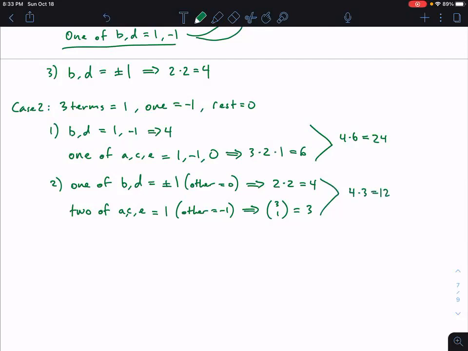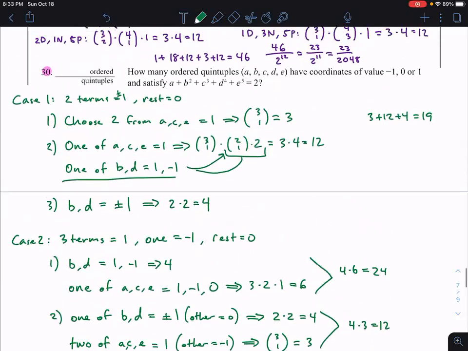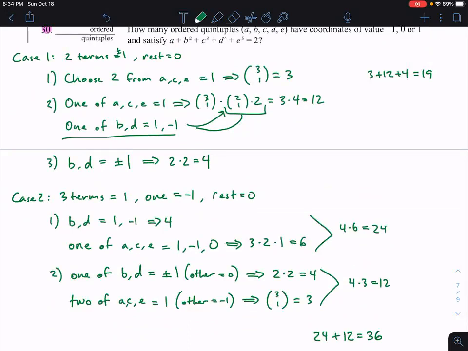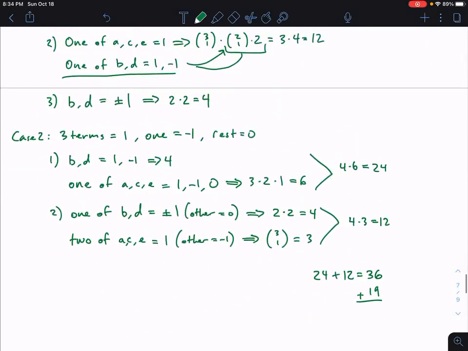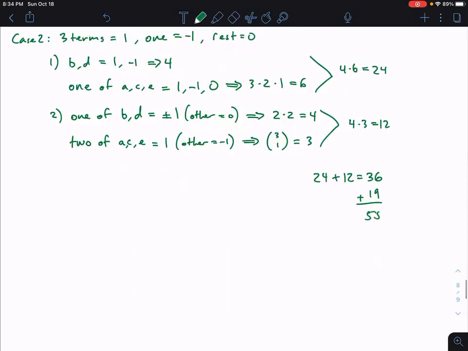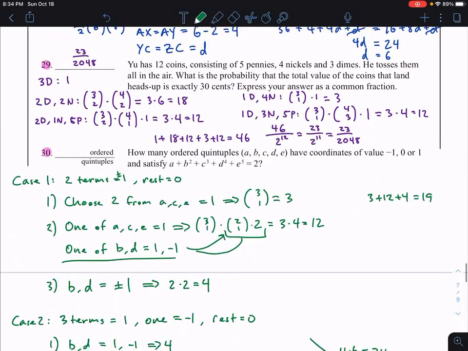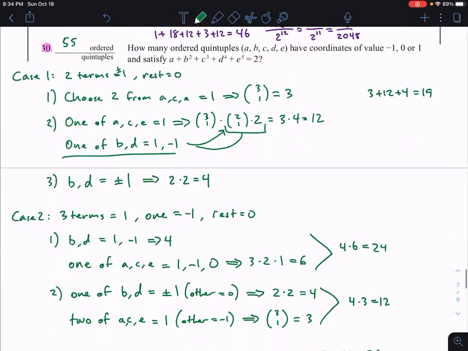And then you can add 12 plus 24, which is equal to 36. So you have 36 possibilities for case 2. And now you have to add case 1 and case 2 together. So that's just 19 plus 36, and that is equal to 55. That's your answer. Oh, that was a lot of work.